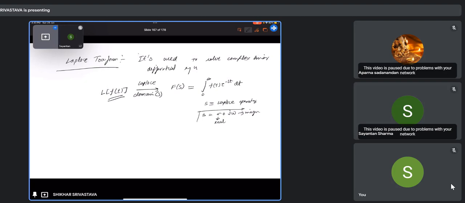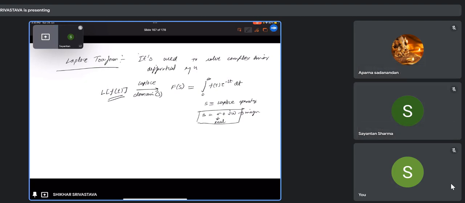So this is one important concept: the Laplace transform has both real and imaginary parts, and when your real part is 0, then s becomes just j omega, and your Laplace transform converts to the Fourier transform. So the Fourier transform is just a special case of the Laplace transform.